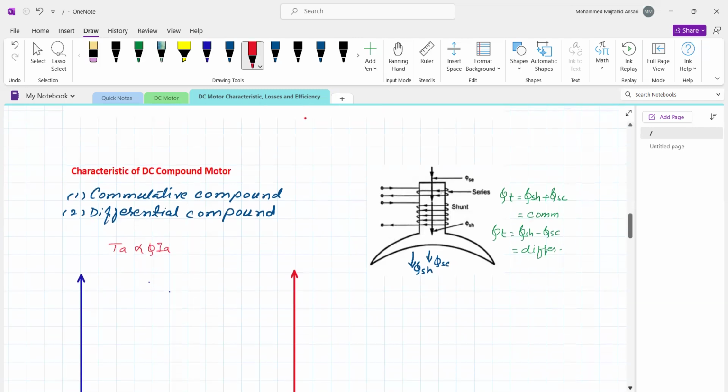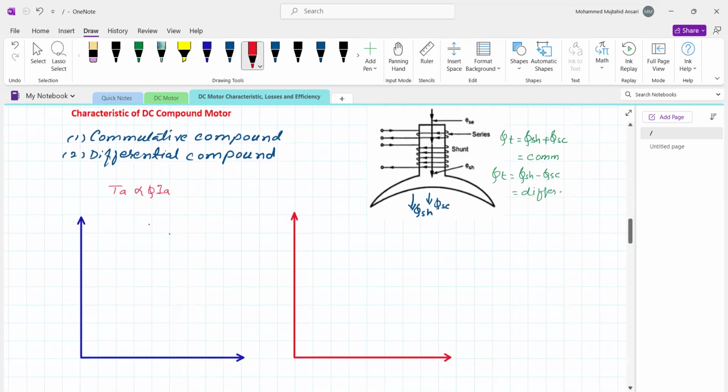Now the DC compound motor is dominantly a shunt motor. It means that the effect of the shunt field winding is more as compared to the series field winding. So basically a DC compound motor is a DC shunt motor, only a few turns are added in the field winding. Either it is going to add the flux or it is going to subtract. So for that purpose, we will draw the characteristic of the DC shunt motor as a base characteristic.